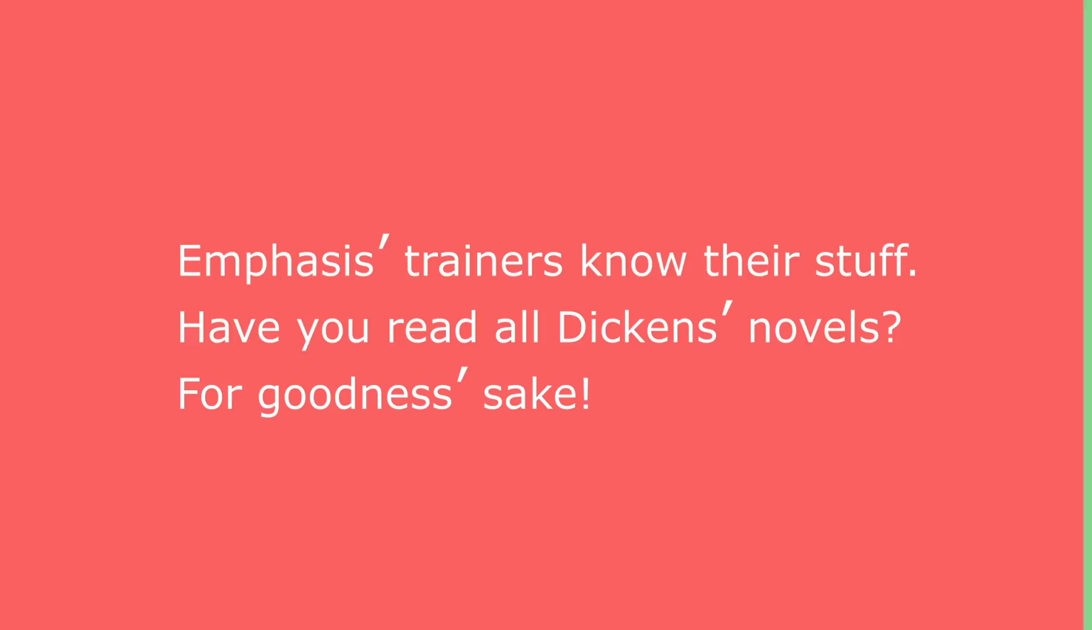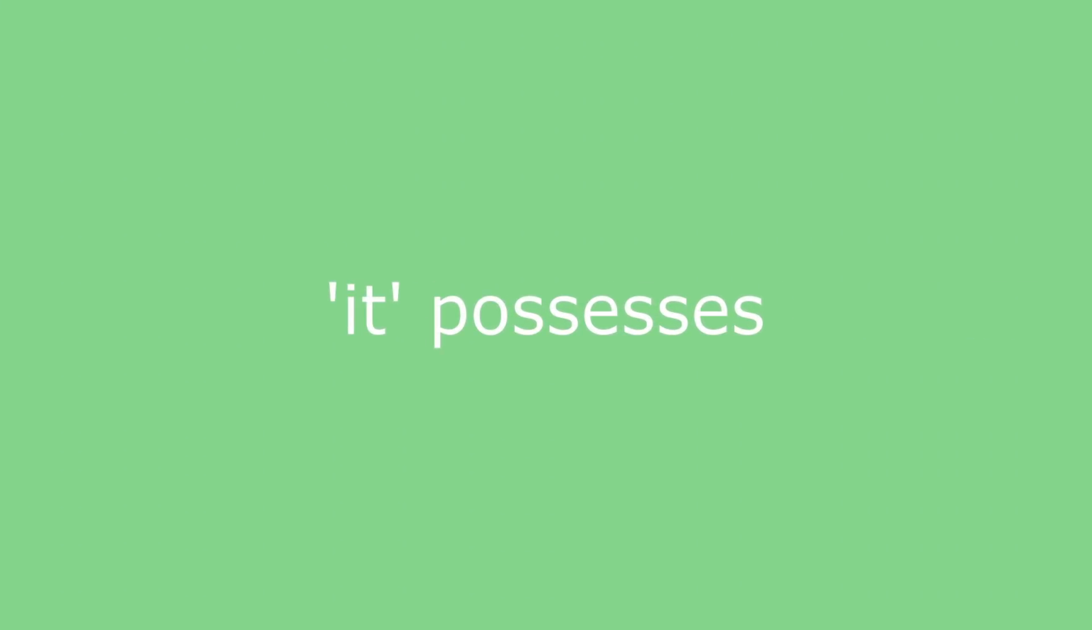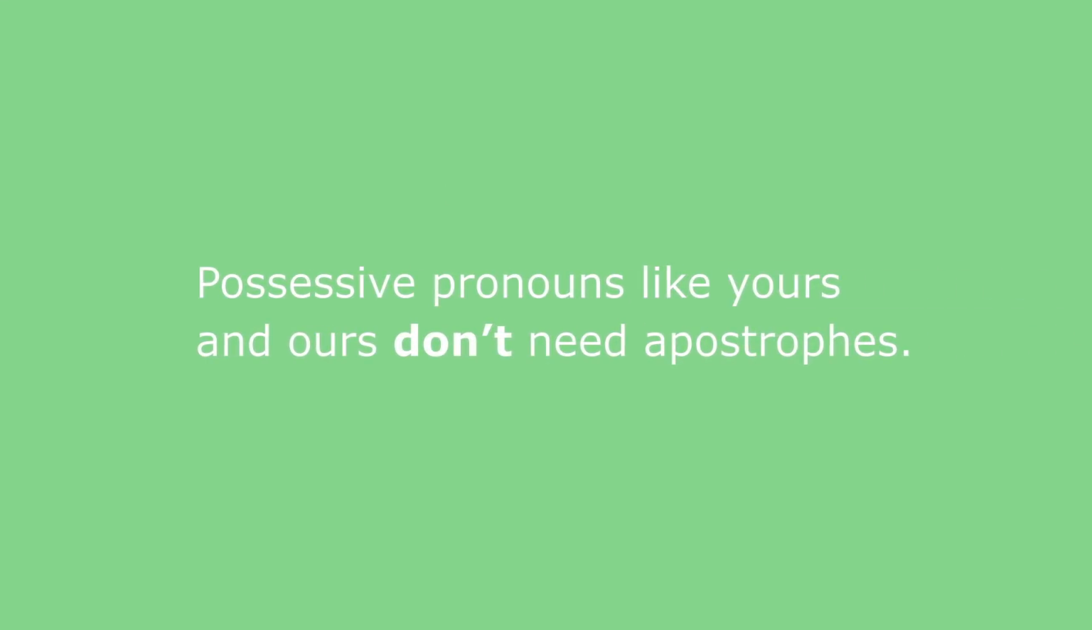Finally, let's look at what you should do when you want to say it possesses something. Many people get muddled over the possessive form of it. It seems logical to follow the rules about apostrophes we've talked about, but this is wrong. We can put the possessive its in with the other possessive pronouns. Possessive pronouns, like yours and ours, don't need apostrophes. They don't need any extra help to show possession.